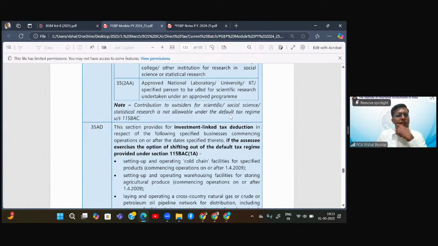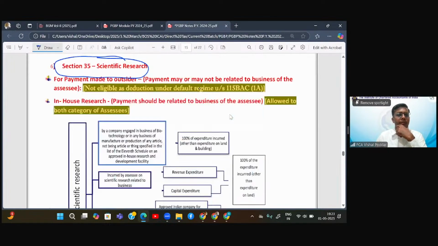Now, scientific research, I had already mentioned in my first class itself. Scientific research means what we call as research and development in our normal accounting language, R&D expenses.